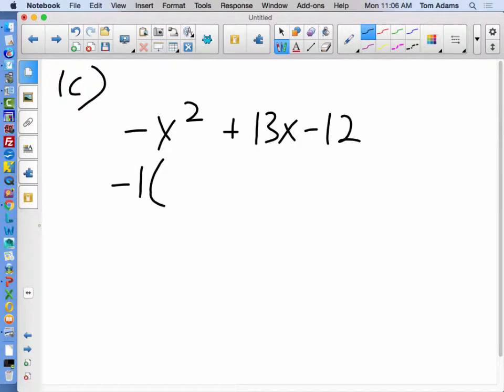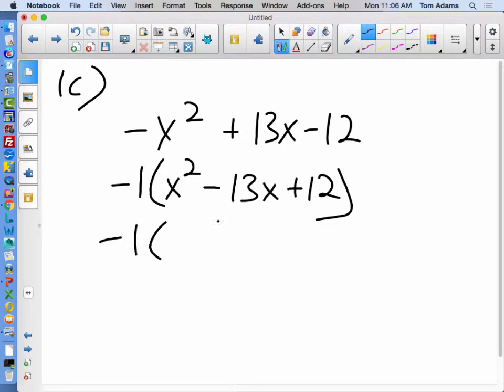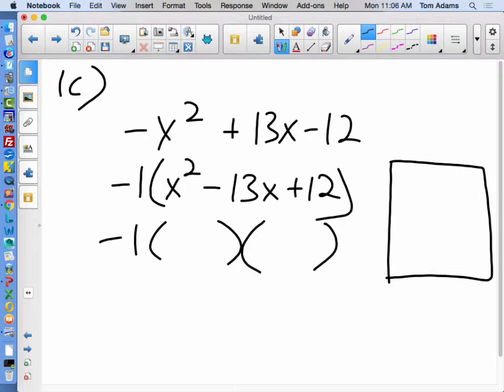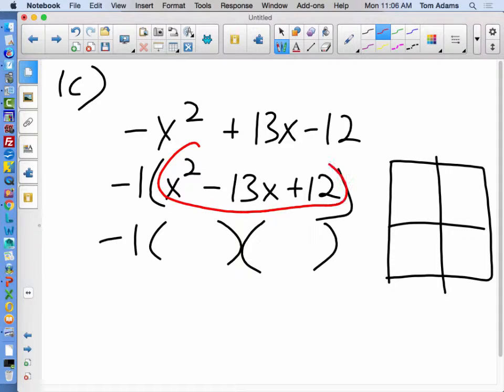So I'm going to say negative 1 times x squared minus 13x plus 12. And so when I factor out the negative 1, I'm just going to change the signs of each term, right? Does that make sense? Then I leave this negative 1 out front here, and then I'm going to fill this in like this. Now, I'm going to factor using these terms. So I'm going to say x squared and positive 12.